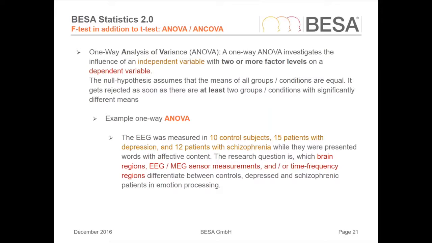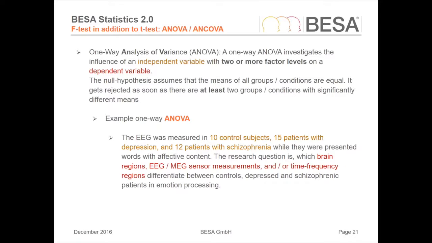Right, and now to the new introductions in BESA Statistics 2.0. So we not only offer the t-test here, but also a one-way analysis of variance. This investigates the influence of an independent variable with two or more factor levels on a dependent variable. The null hypothesis gets rejected as soon as there are at least two groups or two conditions with significantly different means.